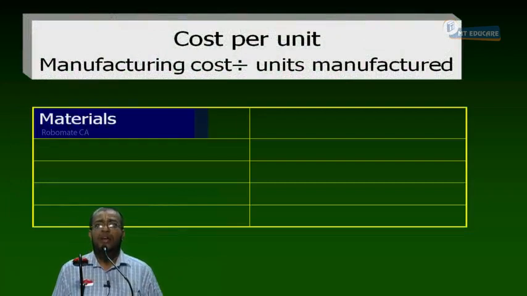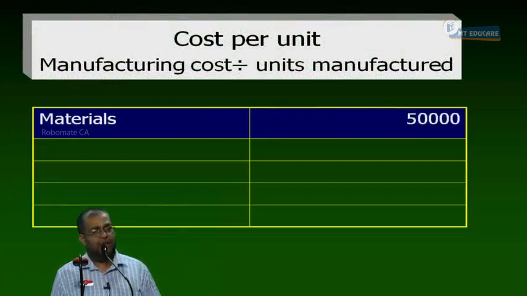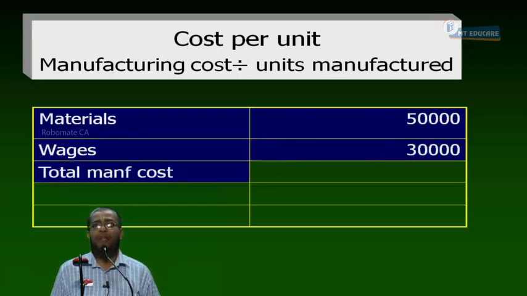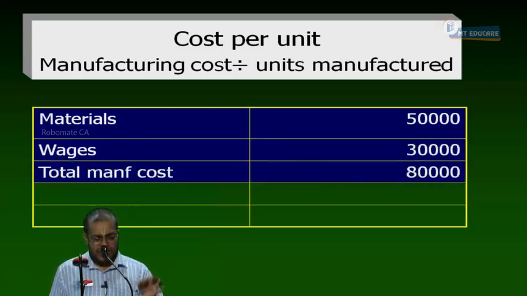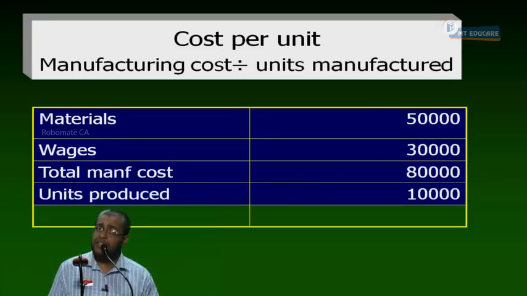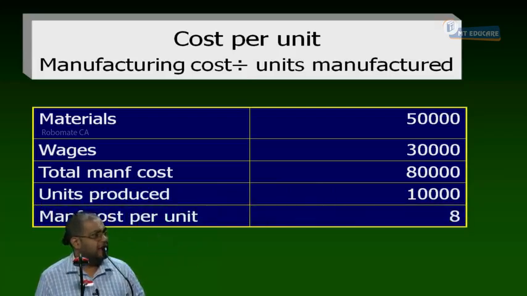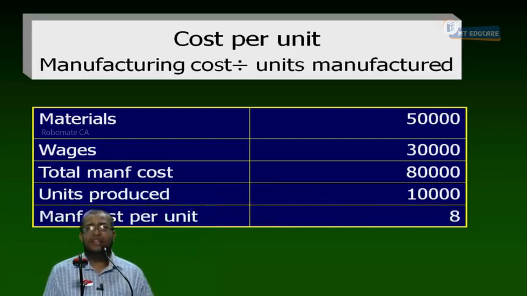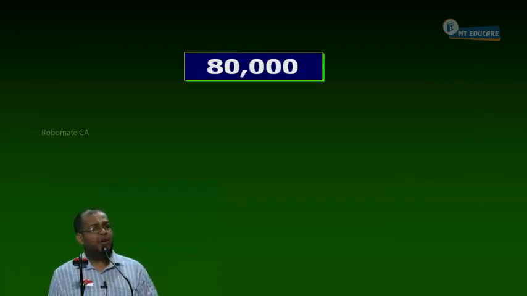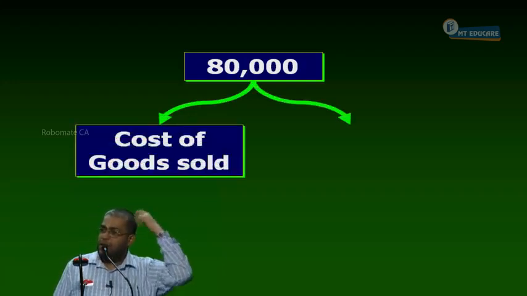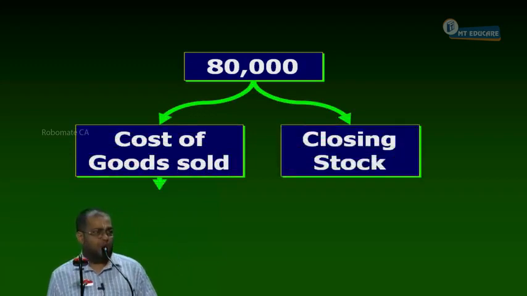Cost per unit. Material cost is 15,000. Manufacturing wages is 30,000. The total manufacturing cost is 80,000. This manufacturing cost is incurred to manufacture 10,000 units. The manufacturing cost per unit is 8 rupees. Accept or not? Now, look at this 80,000. This manufacturing cost I classify into two types: first, cost of goods sold, and next, the closing stock.